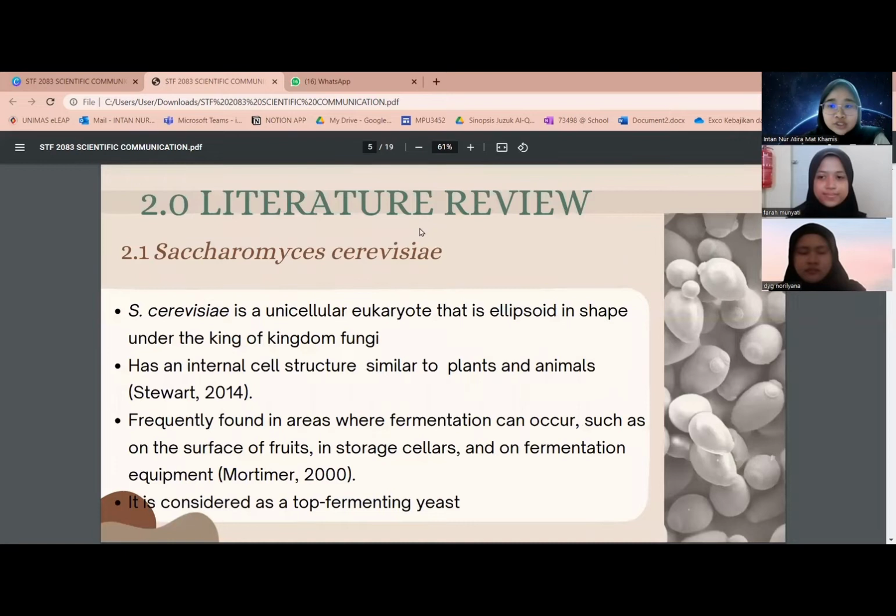Moving on to the literature review, first I will explain about Saccharomyces cerevisiae. Saccharomyces cerevisiae is a unicellular eukaryote that is classified under the kingdom of fungi. This species is one of the emerging fungal pathogens with a unique characteristic to ferment a wide range of sugars and is considered as the top fermenting yeast and a valuable species for various industrial applications such as beverage industry.